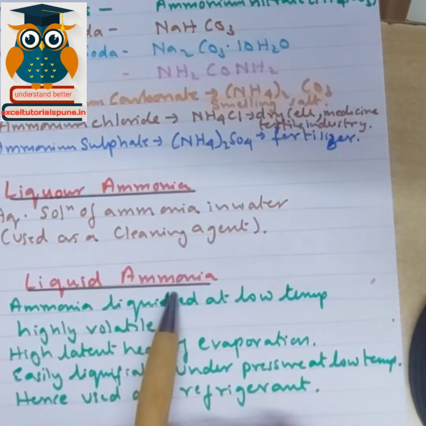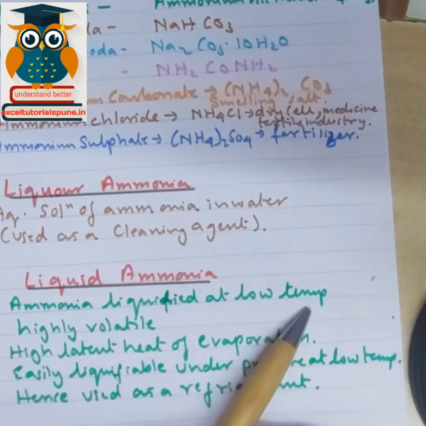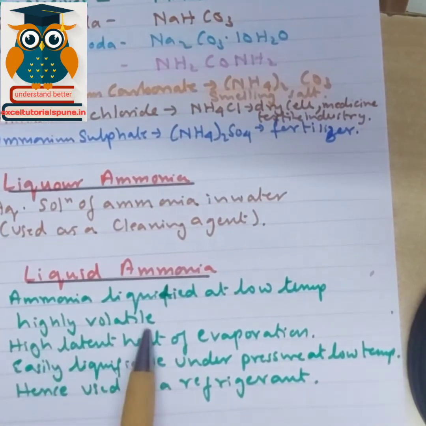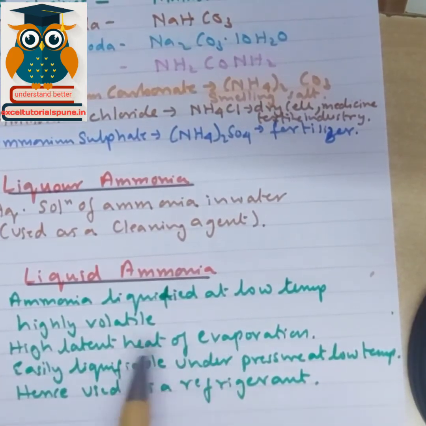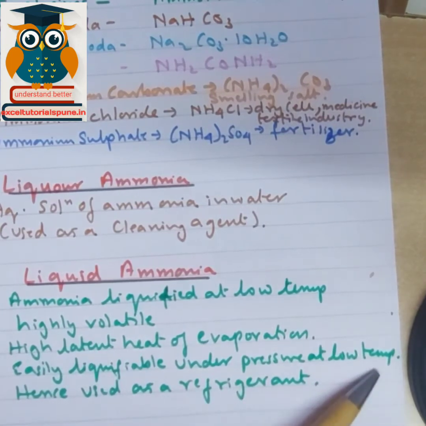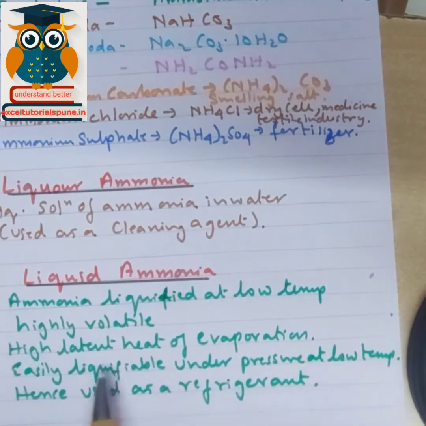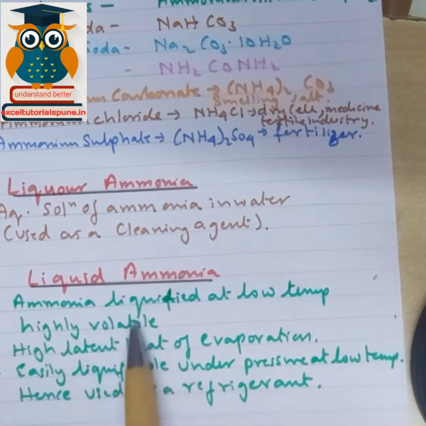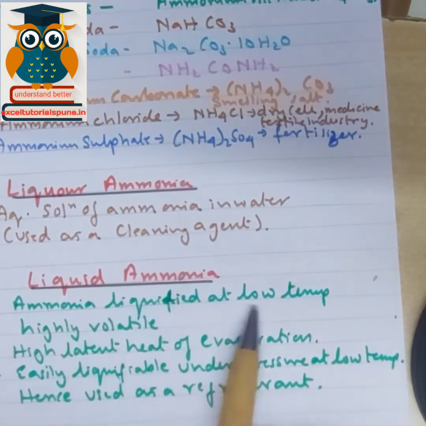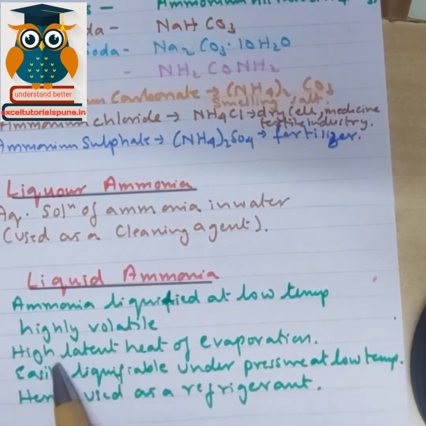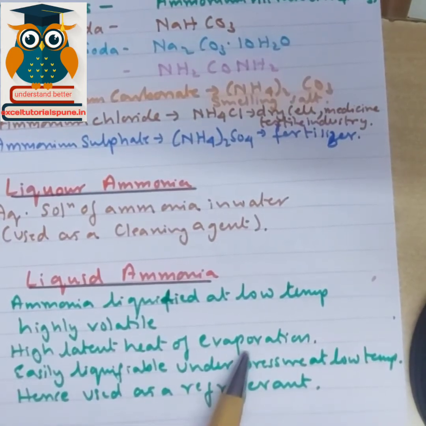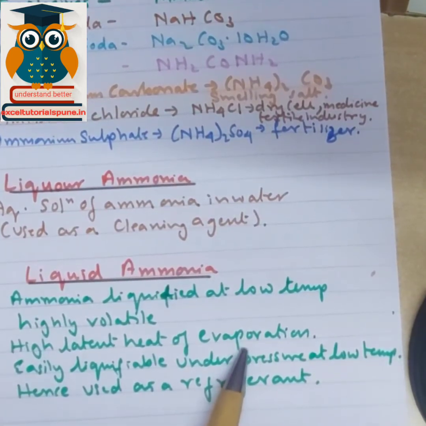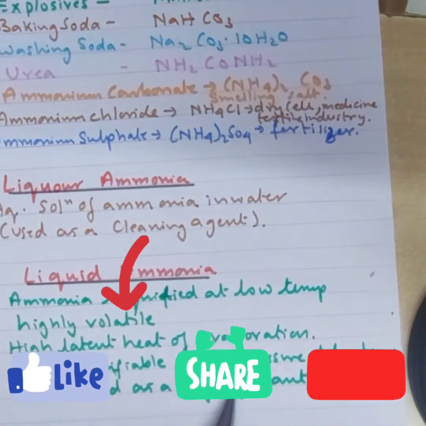Then liquid ammonia is ammonia liquefied at low temperature. Now this liquid ammonia has high volatility, has high latent heat of evaporation, easily liquefies under pressure at low temperature. Hence it is used as a refrigerant. So sometimes you get a give reason: liquid ammonia is used as a refrigerant. So you have to write these points, that ammonia liquefies at low temperature, has high volatility, has high latent heat of evaporation. So that means whenever it evaporates, it turns the moisture around into ice. Okay, so that's why it is used as a refrigerant.